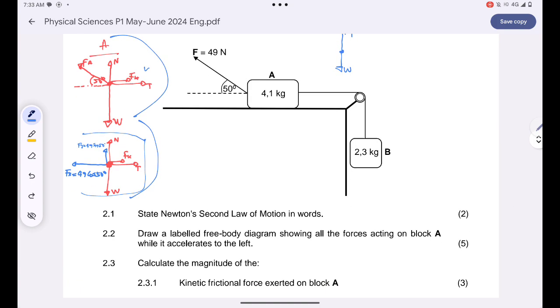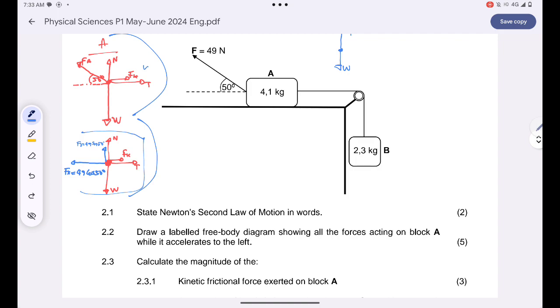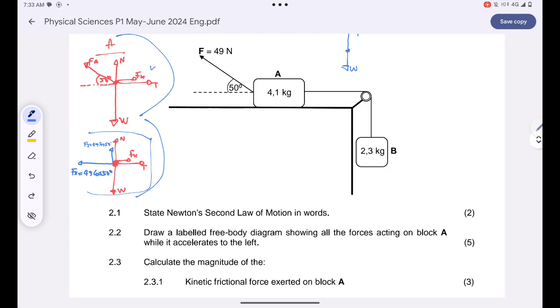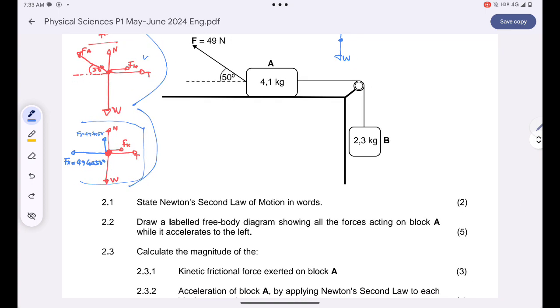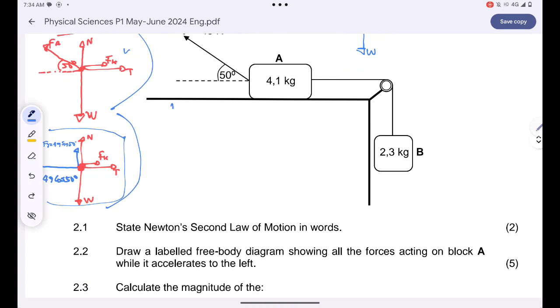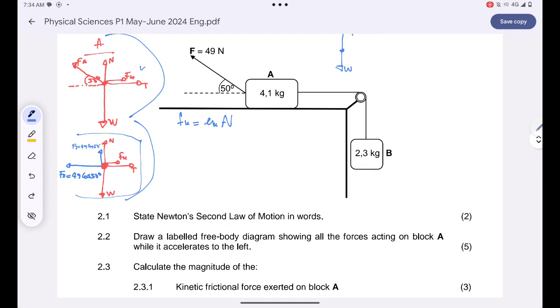Né? Then now they want us to calculate the magnitude of the force exerted on block A. Frictional force rather, né? I know that frictional force is basically equal to the coefficient of friction multiplied by the normal force altogether. But in this case, guys, I cannot say my normal force is equal to the weight of my object. Why?